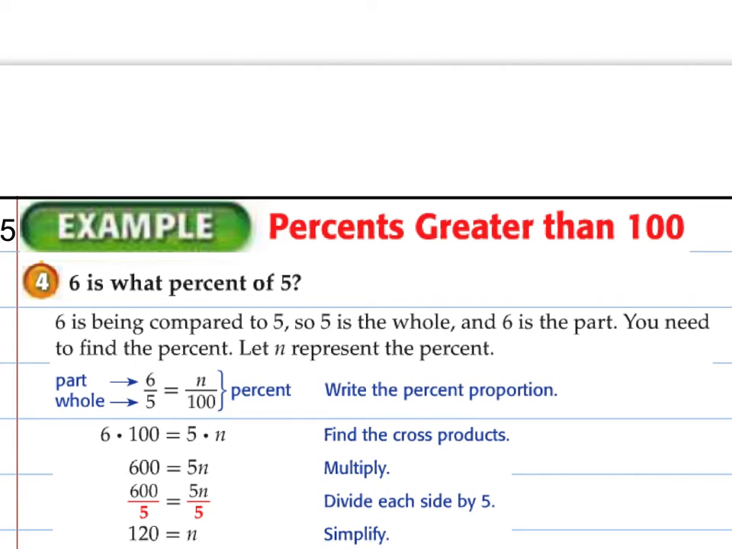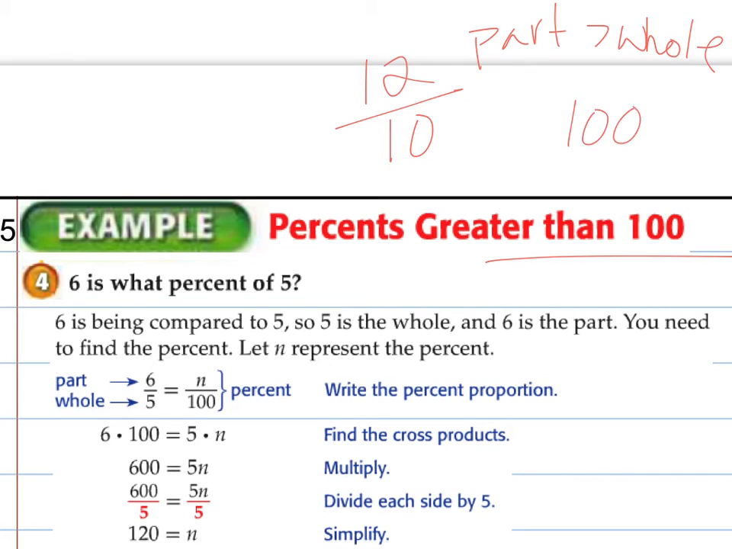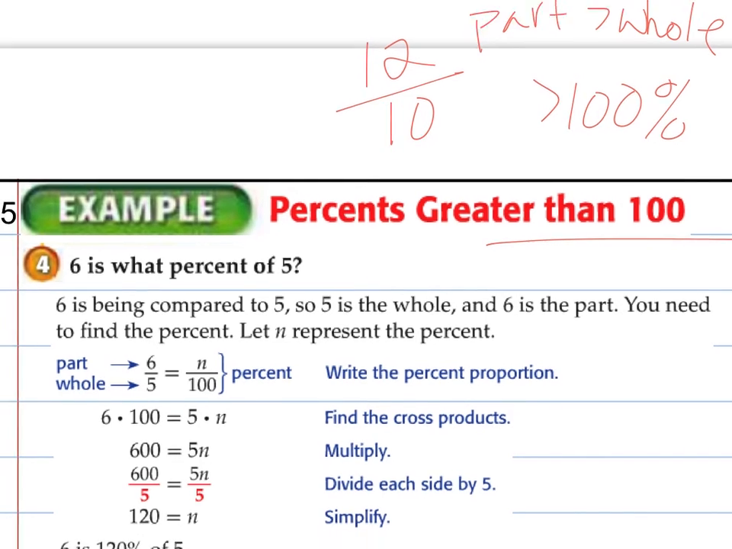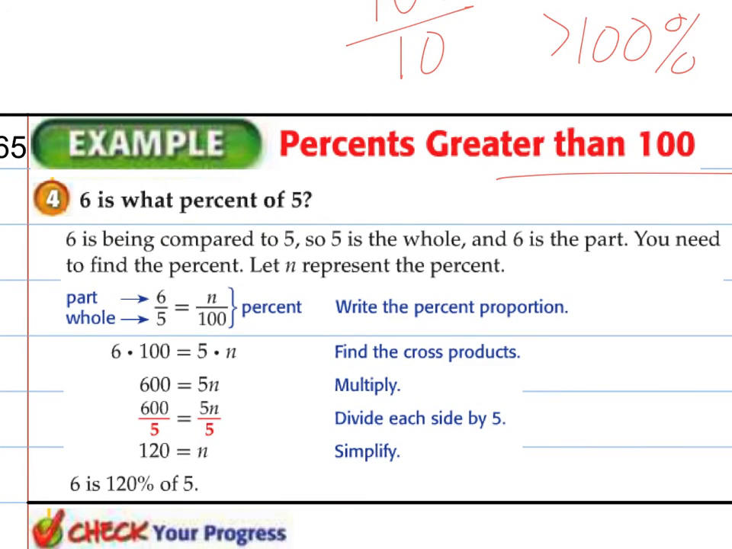Sometimes there are going to be percents that are greater than 100. For example, if I said that on a quiz it was out of 10, but I got a 12, well, my part is greater than my whole, so I would have scored more than 100%. Okay, so that's going to happen sometimes. So for example here, 6 is what percent of 5? 6 is being compared to 5, so 5 is the whole and 6 is the part.